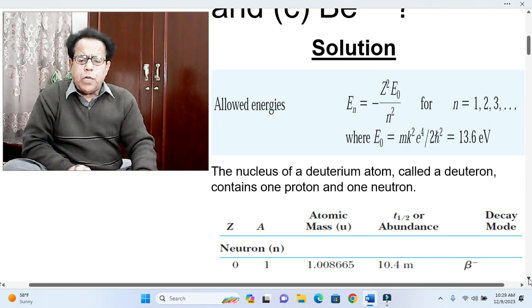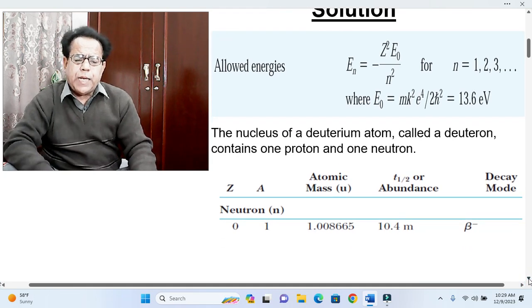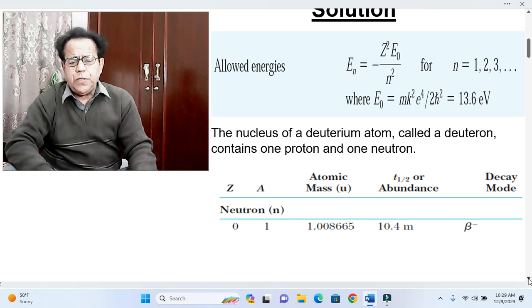But before solving this problem, we will have to go through a few snapshots which will provide a foundation regarding the solution of this problem, and will explain the philosophy behind it. The first snapshot is about allowed energies.